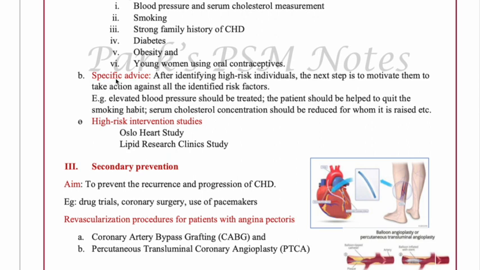So after identifying the risk persons, next is providing them with a specific advice depending on their risk factor. For example, elevated blood pressure should be treated, or the patient should be helped to quit the smoking habit, or if the serum cholesterol concentration is high, it should be reduced. All these must be included in the specific advice. And the high risk intervention studies like Oslo Heart Study and Lipid Research Clinic study have shown that it is feasible to reduce the CHD risk factors.